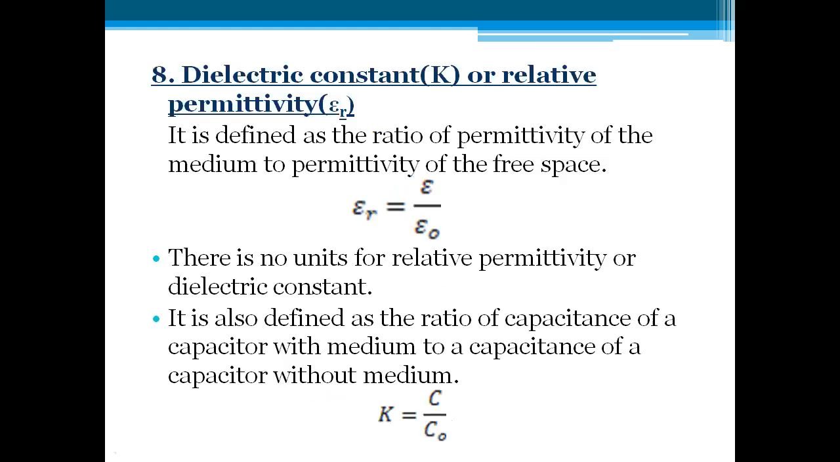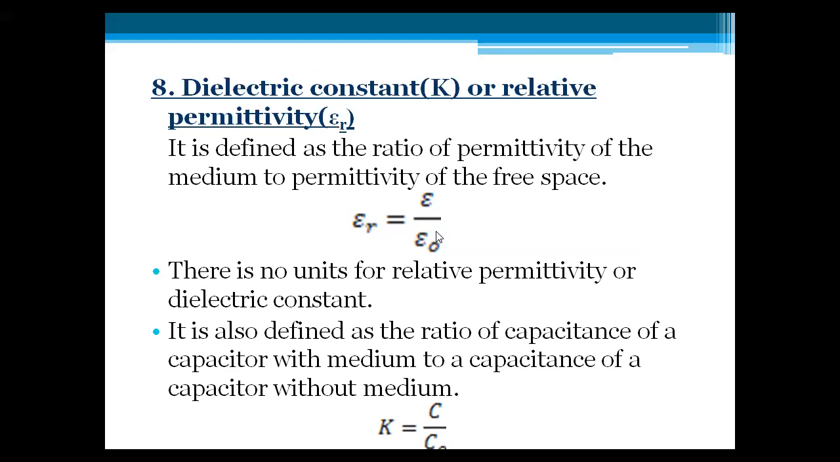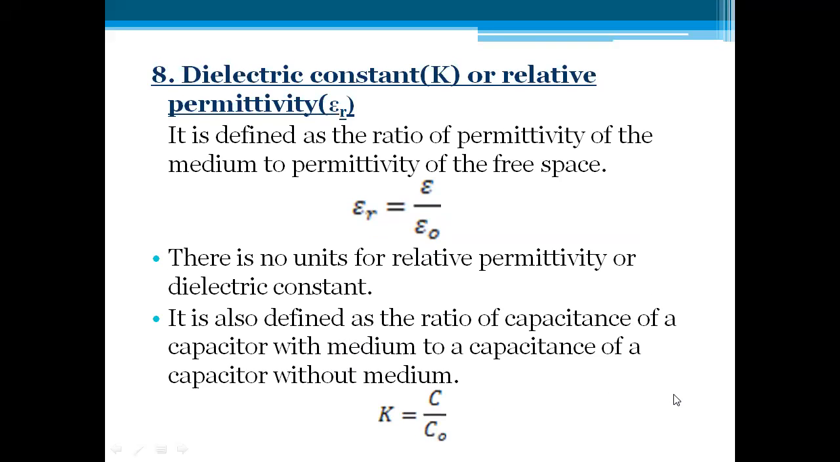Then dielectric constant or relative permittivity. It is defined as the ratio of permittivity of medium to permittivity of free space. Epsilon r is the relative permittivity, that is equal to epsilon by epsilon naught. Since the numerator and denominator have the same units, there are no units for relative permittivity. Relative permittivity is otherwise called the dielectric constant, which can be defined in terms of capacitance as the ratio of capacitance in medium to capacitance without medium, that is K is equal to C by C naught.